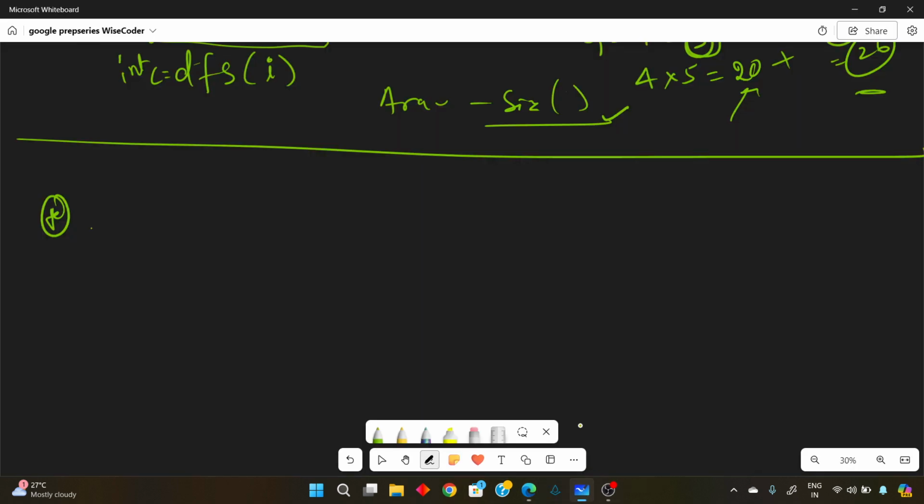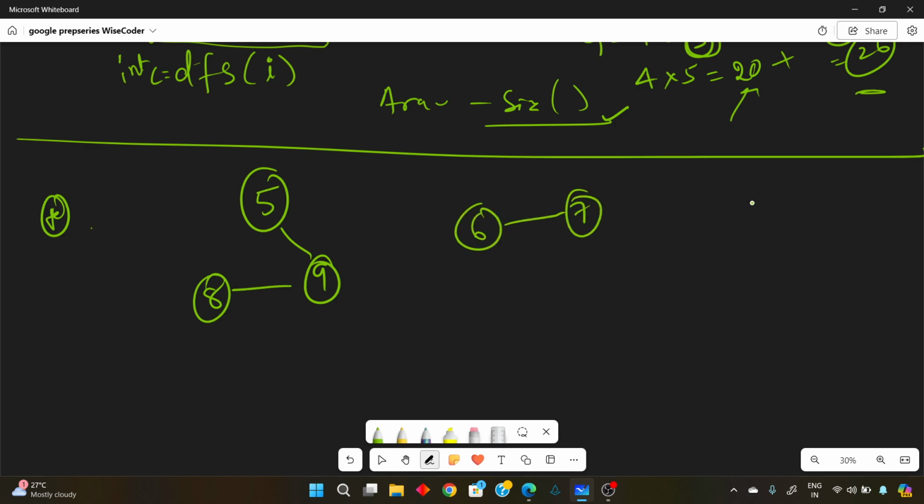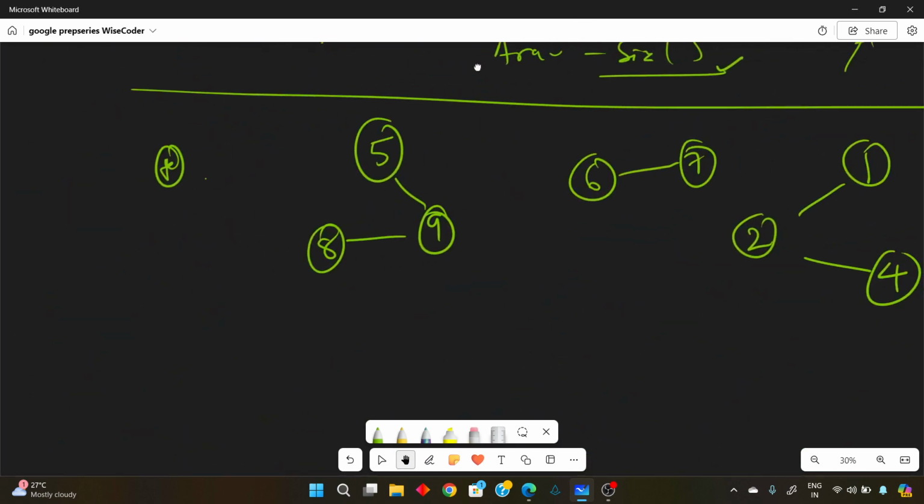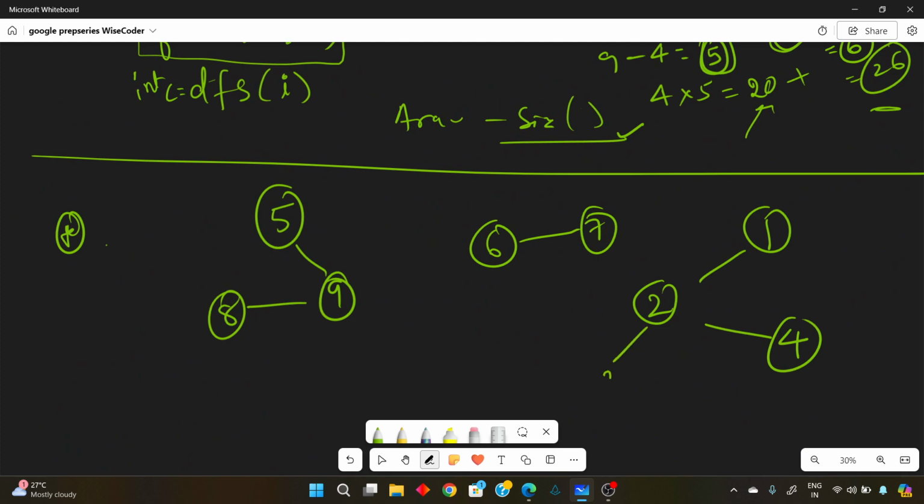Now we have three groups. As we discussed, there is one group 5, 9, 8. There is another group 7, 6. There is another group 1, which is connected to 2, which is connected to 4, which is connected to 3, I guess. Wait, what was the other node? Yeah, 2 is connected to 3. Okay, now these are three groups.